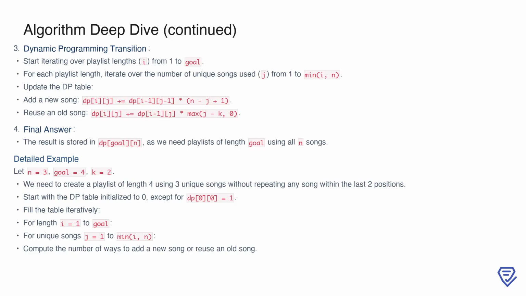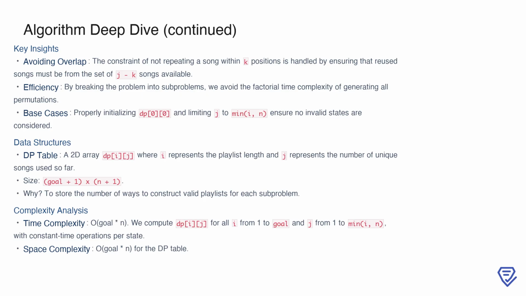For example, if we have 3 songs and need a playlist of length 4 without repeating any song within the last 2 positions, we would initialize the dp table and iteratively apply these transitions for each length and number of unique songs. This approach has several key insights.